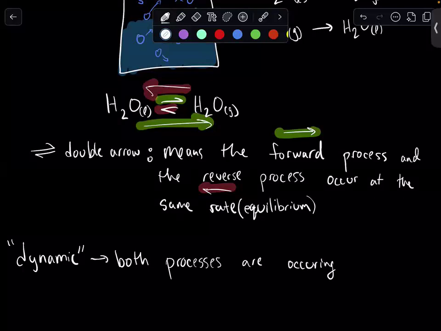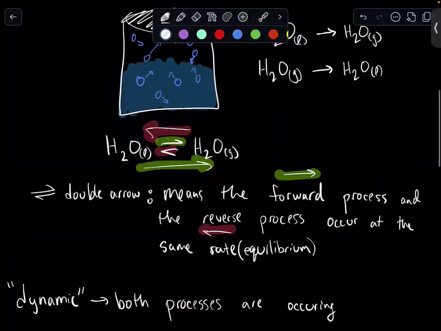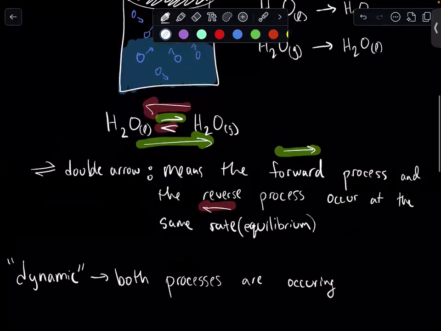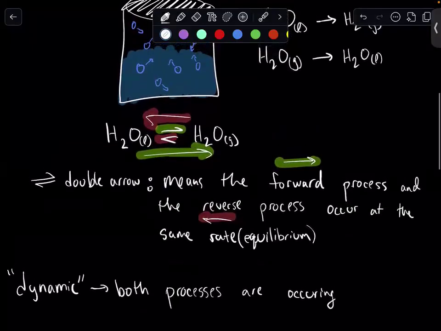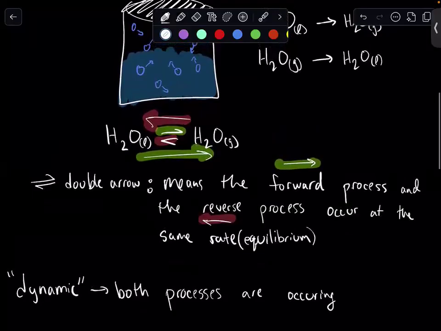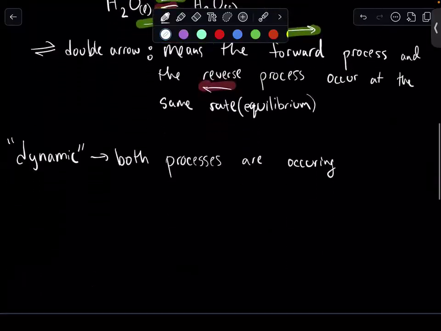We're always having changes. These particles are always in motion. They're always converting into liquid. The liquid is always converting into the gas. If this were a chemical reaction, the forward reaction is happening as well as the backwards reaction. They're both happening at the same time. That is what it means to be a dynamic equilibrium.